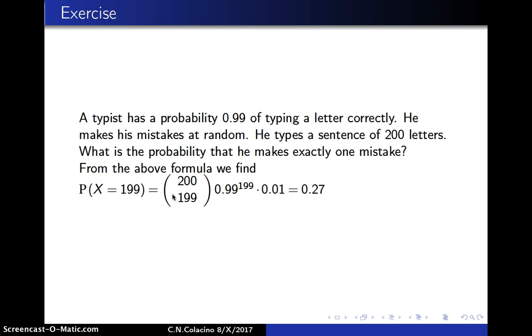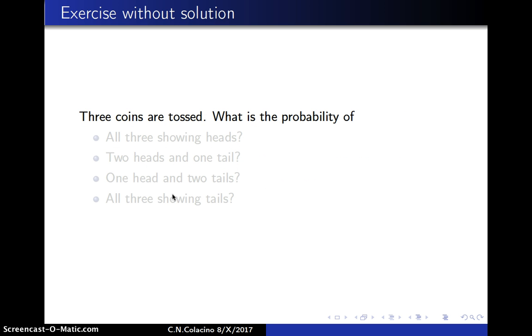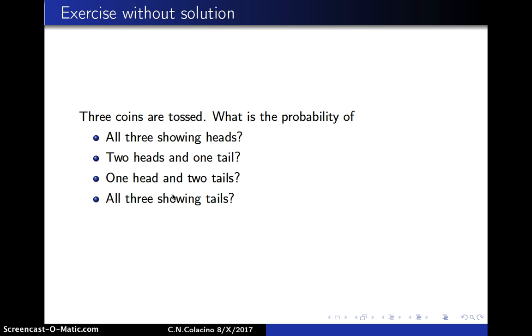From the above formula, we find that P(X = 199) is the binomial coefficient of 200 and 199 times 0.99 to the 199 times 0.01, which gives 0.27. Now, an exercise without solution. 3 coins are tossed. What is the probability of all 3 of them showing heads? 2 heads and 1 tail, 1 head and 2 tails, all 3 showing tails. Please do this exercise by yourselves.